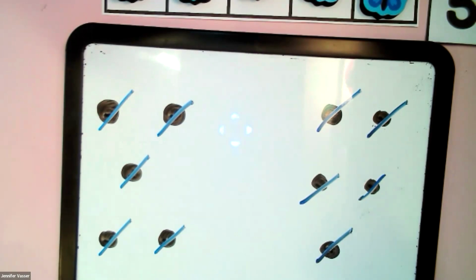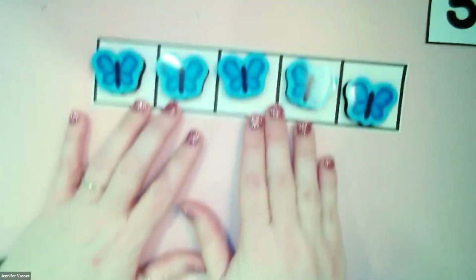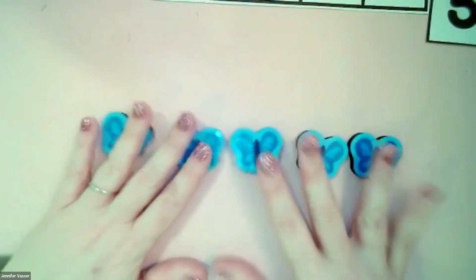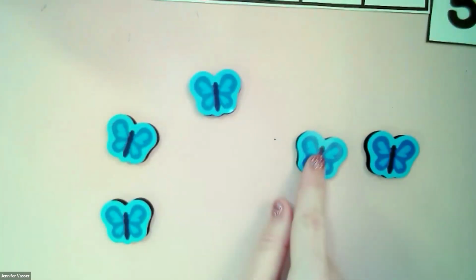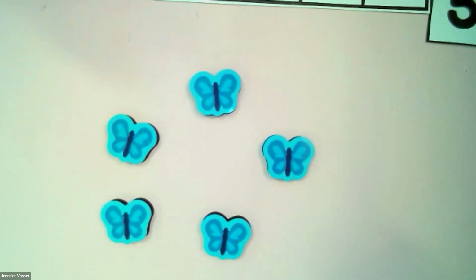So let's look at these butterflies. I'm going to take them off my 5 frame. Right now, they're in a line. What if I changed the arrangement? Do I still have 5 butterflies? Let's touch and count. 1, 2, 3, 4, 5. The number is still the same, no matter the arrangement.